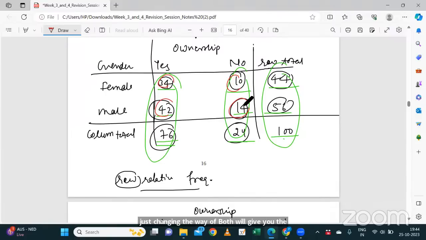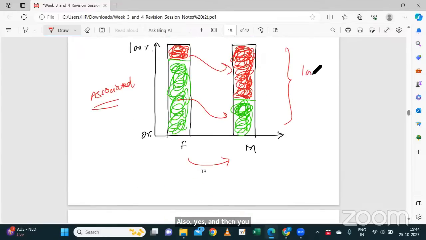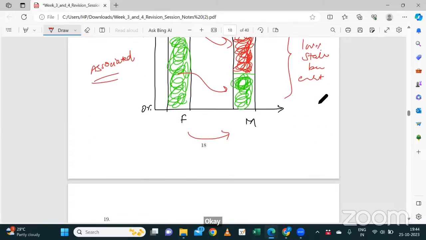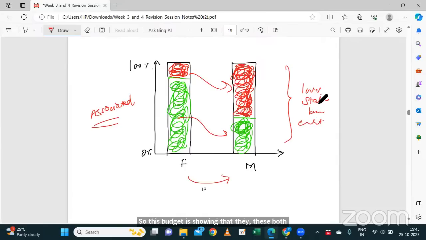Sir, in this contingency table, is there any possibility to have all the rows and columns different as well? Yes. Then you will get the stacked bar chart, a 100% stacked bar chart. Sir, this bar chart is showing that these two variables are associated, right? Yes, because if you make a change in one variable, you can see a significant change in another one.